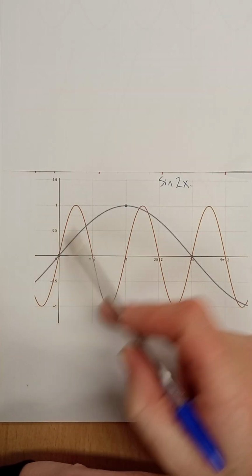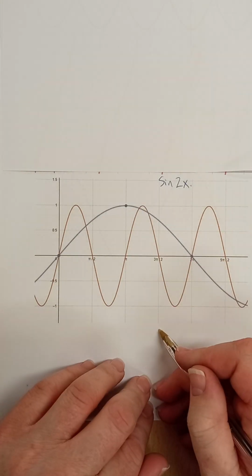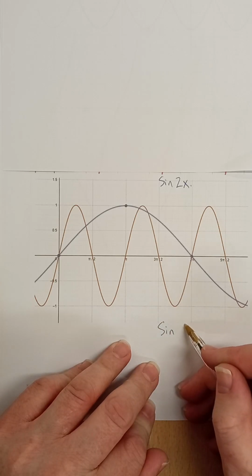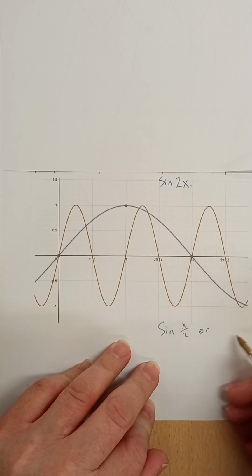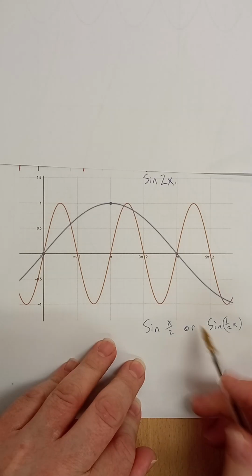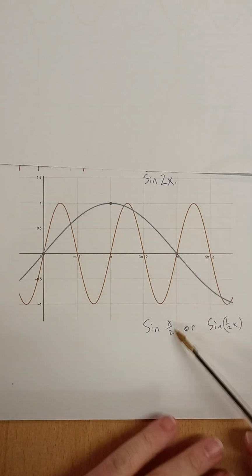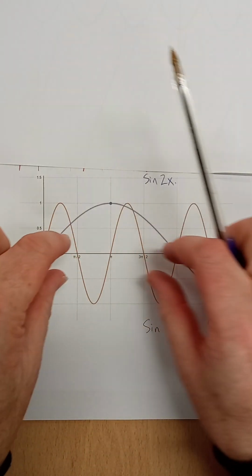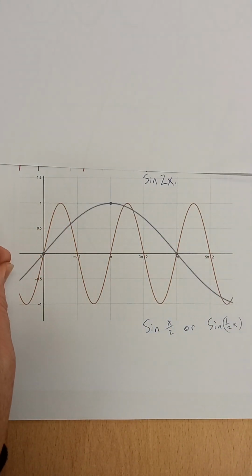Now, this blue one represents what happens when I put a number less than 1. This is the sine of x over 2, or the sine of a half x. Although no one ever writes it like that. They'd always write it like that. So when the c value is less than 1, it stretches out the period.